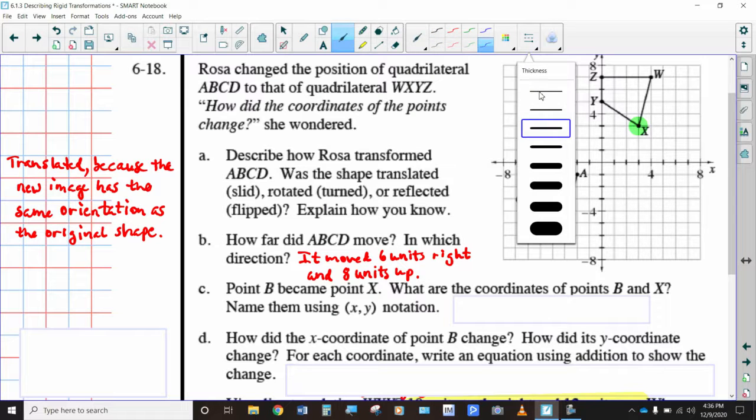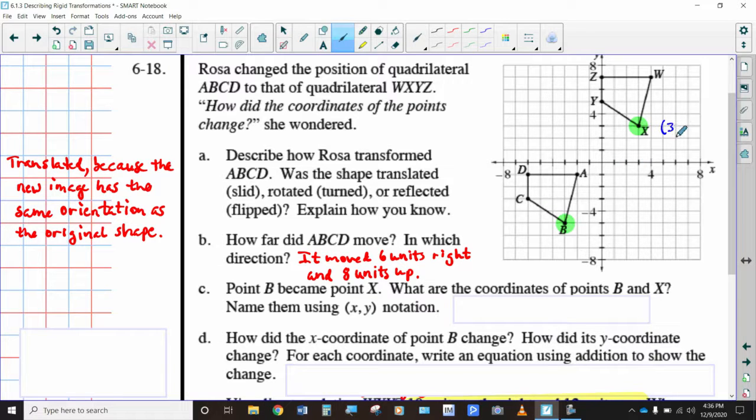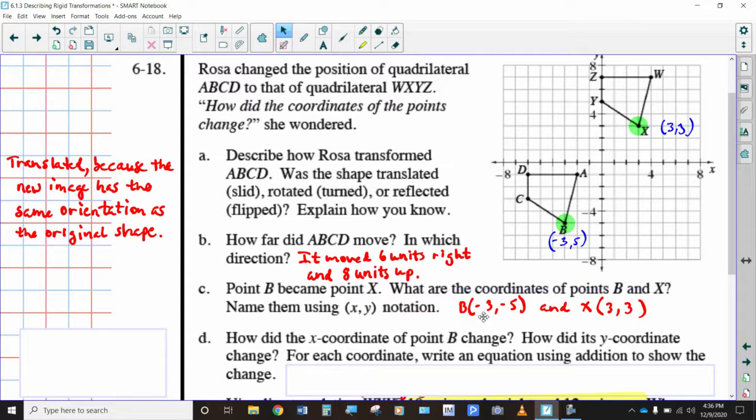So basically, since I can see this right here, X is going to be where X is 3 and Y is equal to 3, right? So this is going to be at 3, 3. And this one is where X is 1, 2, negative 3, 1, 2, 3, 4, 5. Negative 3, negative 5 appears to be the coordinates of point B. So that's what we're going to write down here. B is at negative 3, negative 5, and X is at 3, 3.